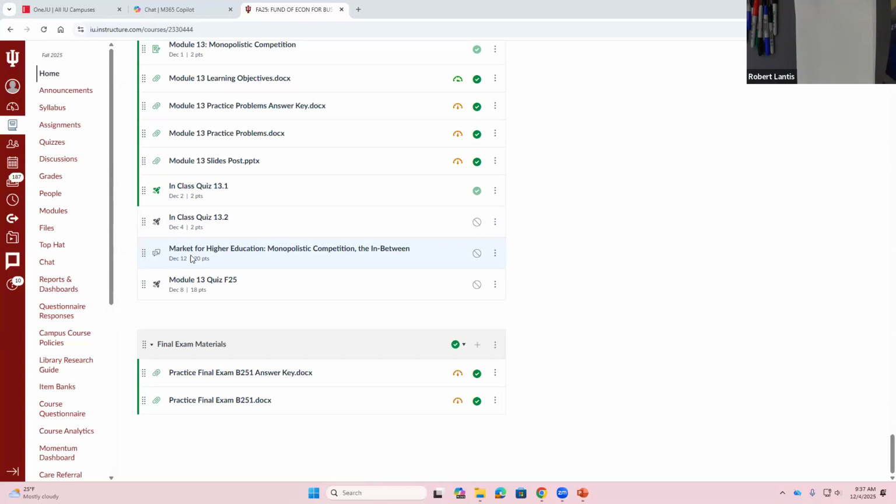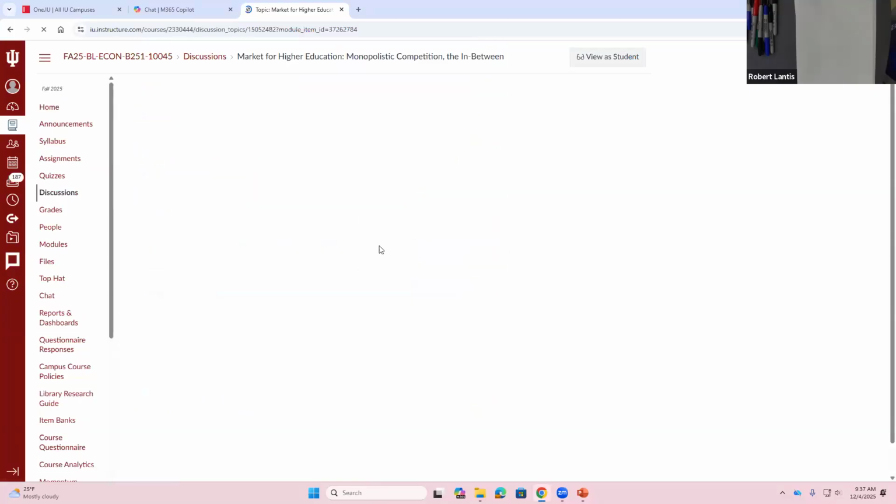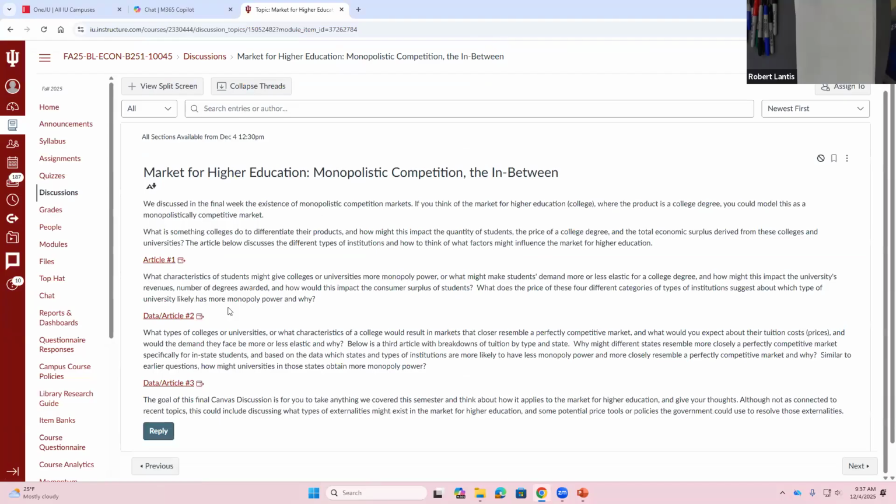Just like the other Canvas discussions, you look at the initial prompt. I've got a couple different articles. Two of them have some data attached to them. You'll respond to a couple of the questions that I add in the prompt, using some of the data to support the statements you're making. That's worth 10 points. And what else do you need to do for every Canvas discussion?